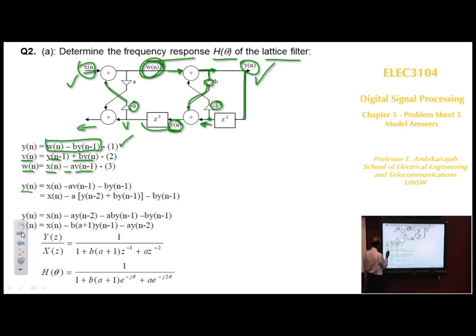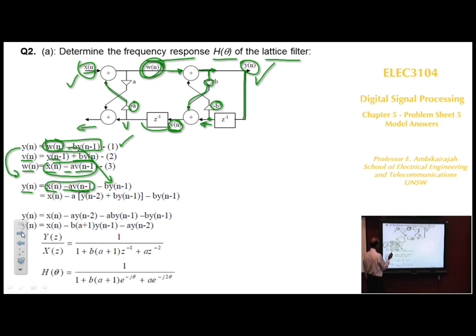So y(n) is equal to x(n) minus a v(n-1). Sorry, y(n) is equal to w(n), so it's used with the first equation. So for w(n), you substitute this one. So that's what I have done, and the minus is still there. So that's the first part of it.